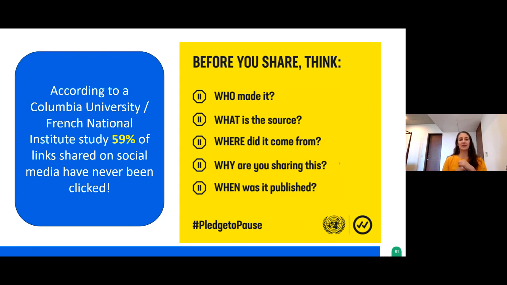Because you can see the statistic here from Columbia University, 59% of the links that are shared on social media, they don't even click, they don't even read the article. They see this provocative headline or this provocative photo and they immediately blast it out. Oh my gosh, can you believe this headline? Did you know this was true?